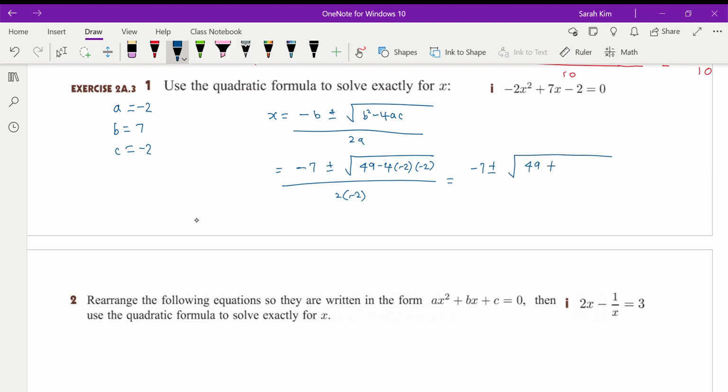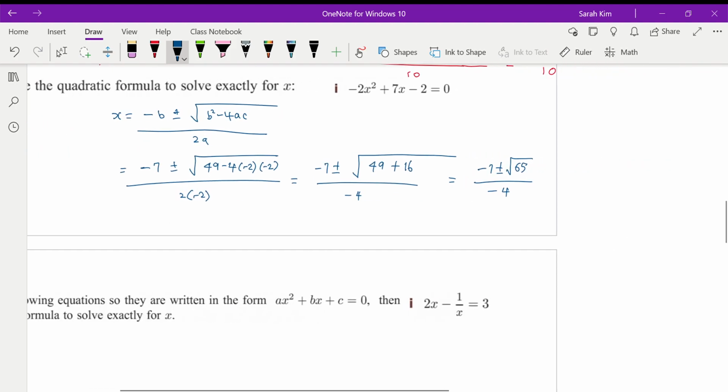49 plus 16, divided by minus 4. 49 plus 16. Okay, minus 7 plus or minus square root 65 divided by minus 4.